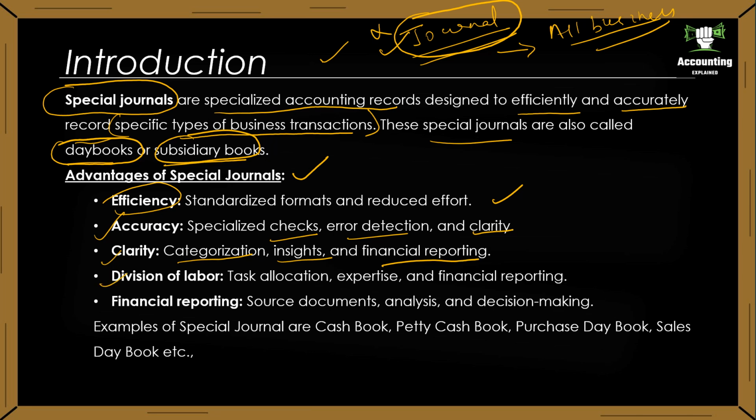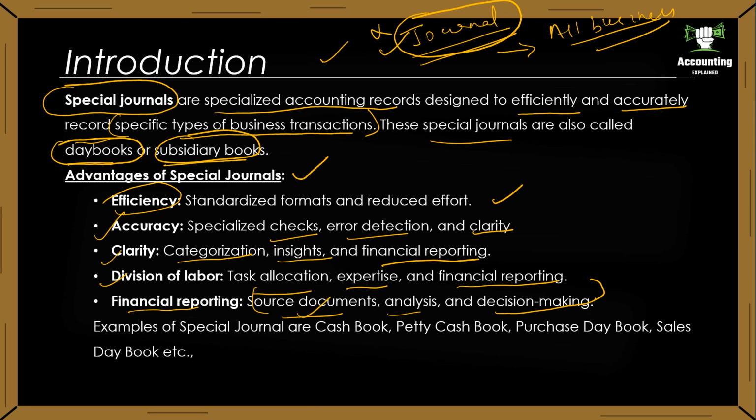Division of labor, task allocation, expertise and financial reporting. So cashier will look after cash book. Similarly, other journals will be looked after by accountant and petty cash book will be looked after by petty cashier. These are all specialized journals. Financial reporting. Source documents, analysis and decision making. It is all very easy with special journals.